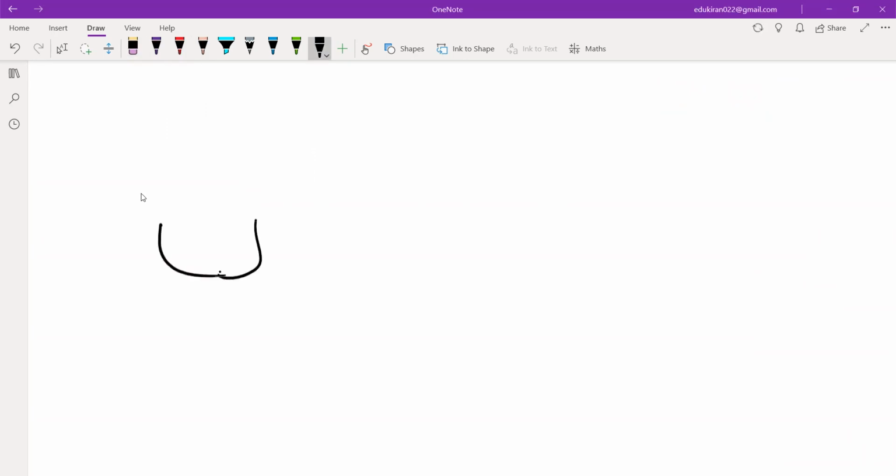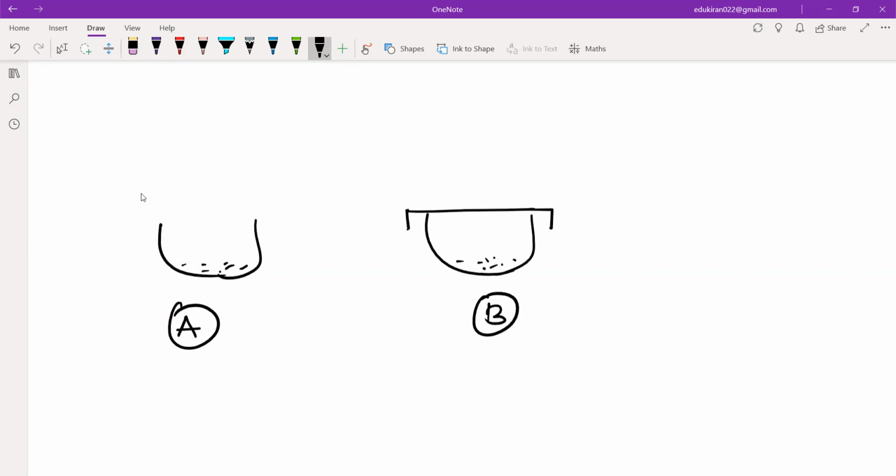If you have an open vessel with water here, and a closed vessel with water here, which will get evaporated faster, A or B? A. Is there anyone who thinks it is B? B will get evaporated faster, more rapidly. Is there anyone who thinks B? Atif, you want to say something? No, sir. No? Okay. What about others? Nida, are you there? Rihab, Surat? Surat, are you there?